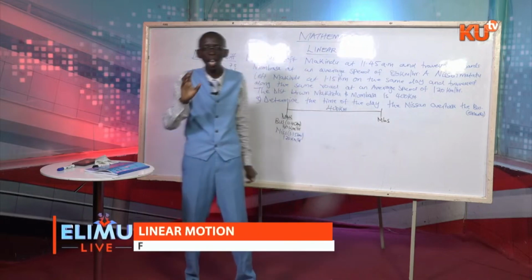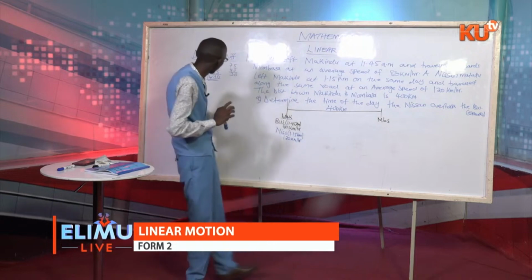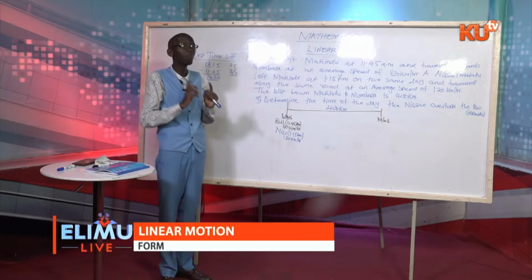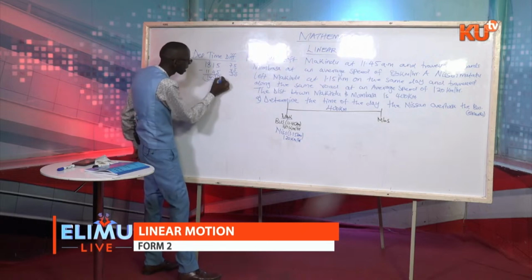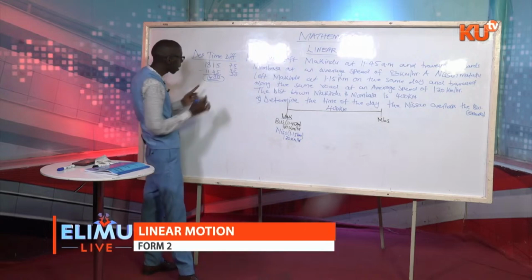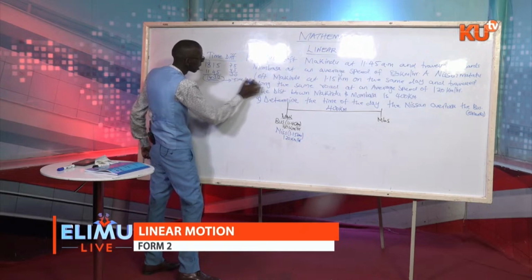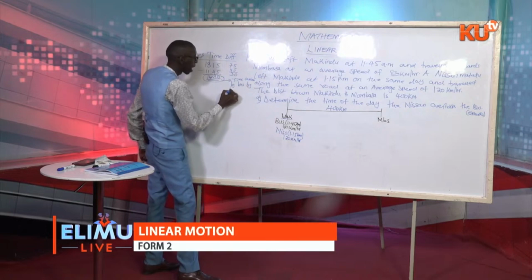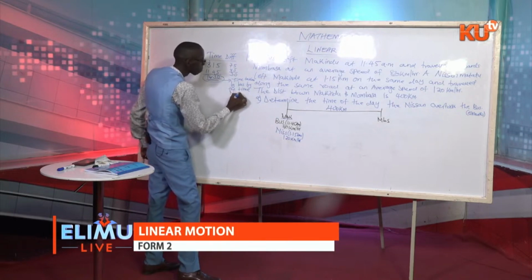So my question is, what distance had the bus traveled by the time the matatu was beginning the journey? We have seen the bus had already traveled for 1 hour 30 minutes. And the speed of the bus, so this is the time taken by the bus by the time Nissan departed.